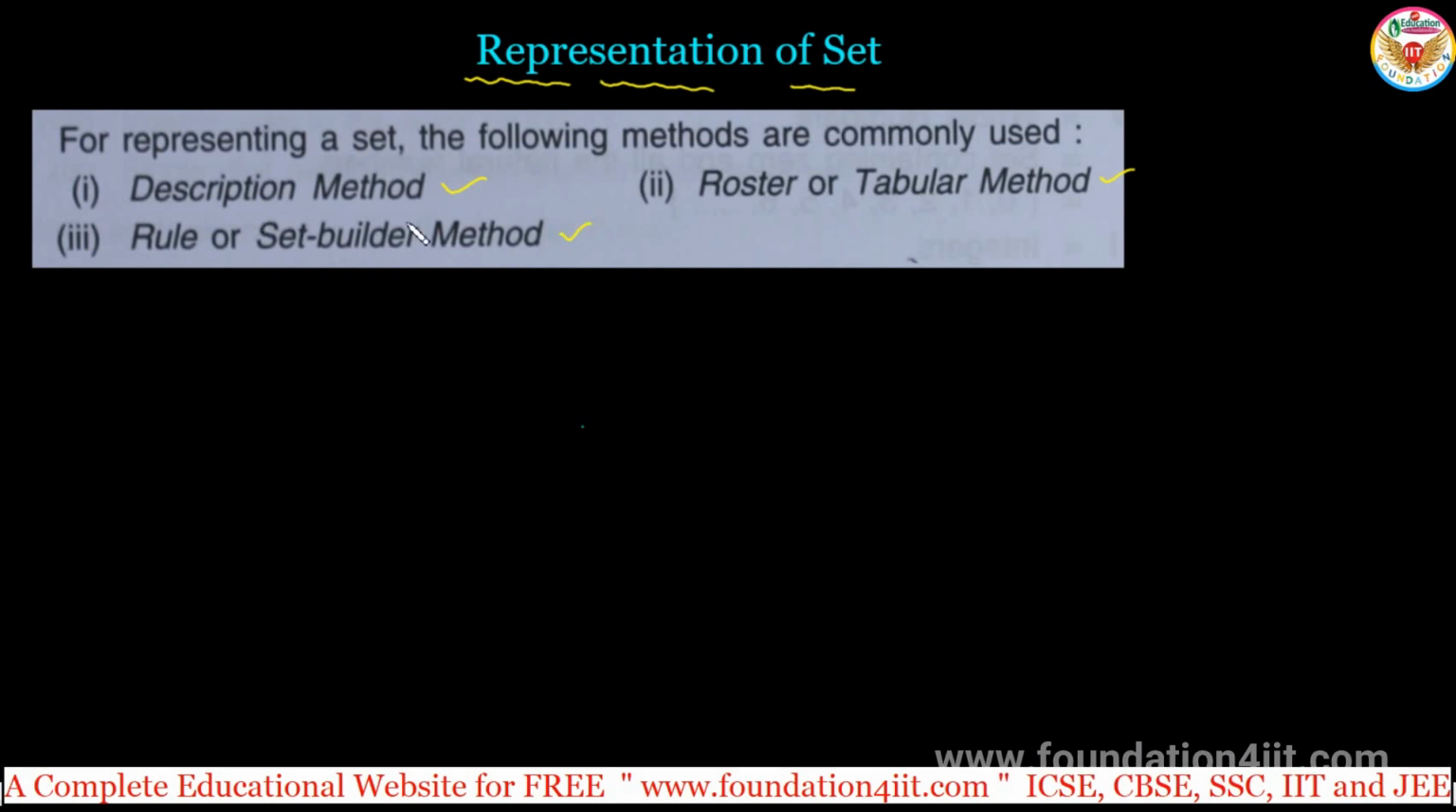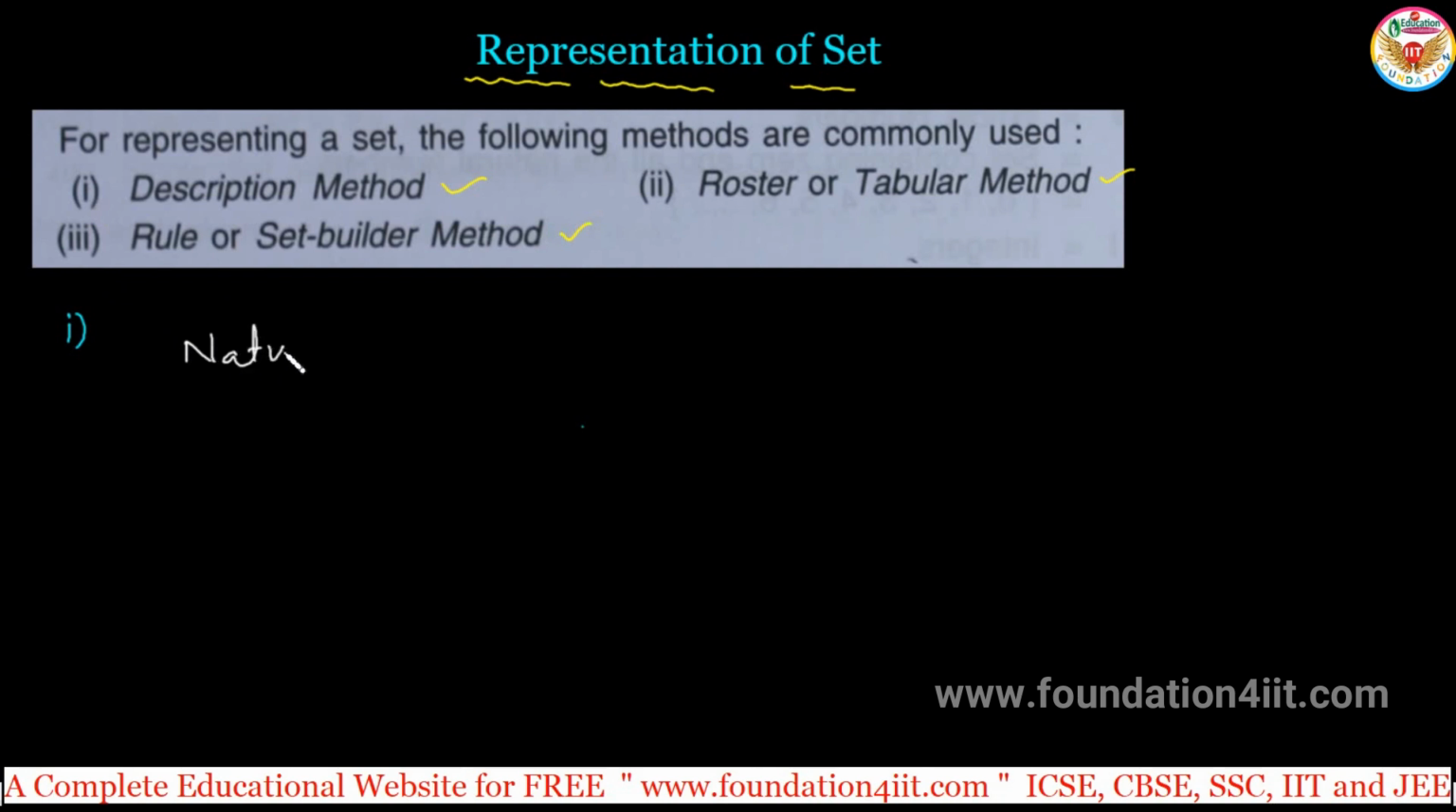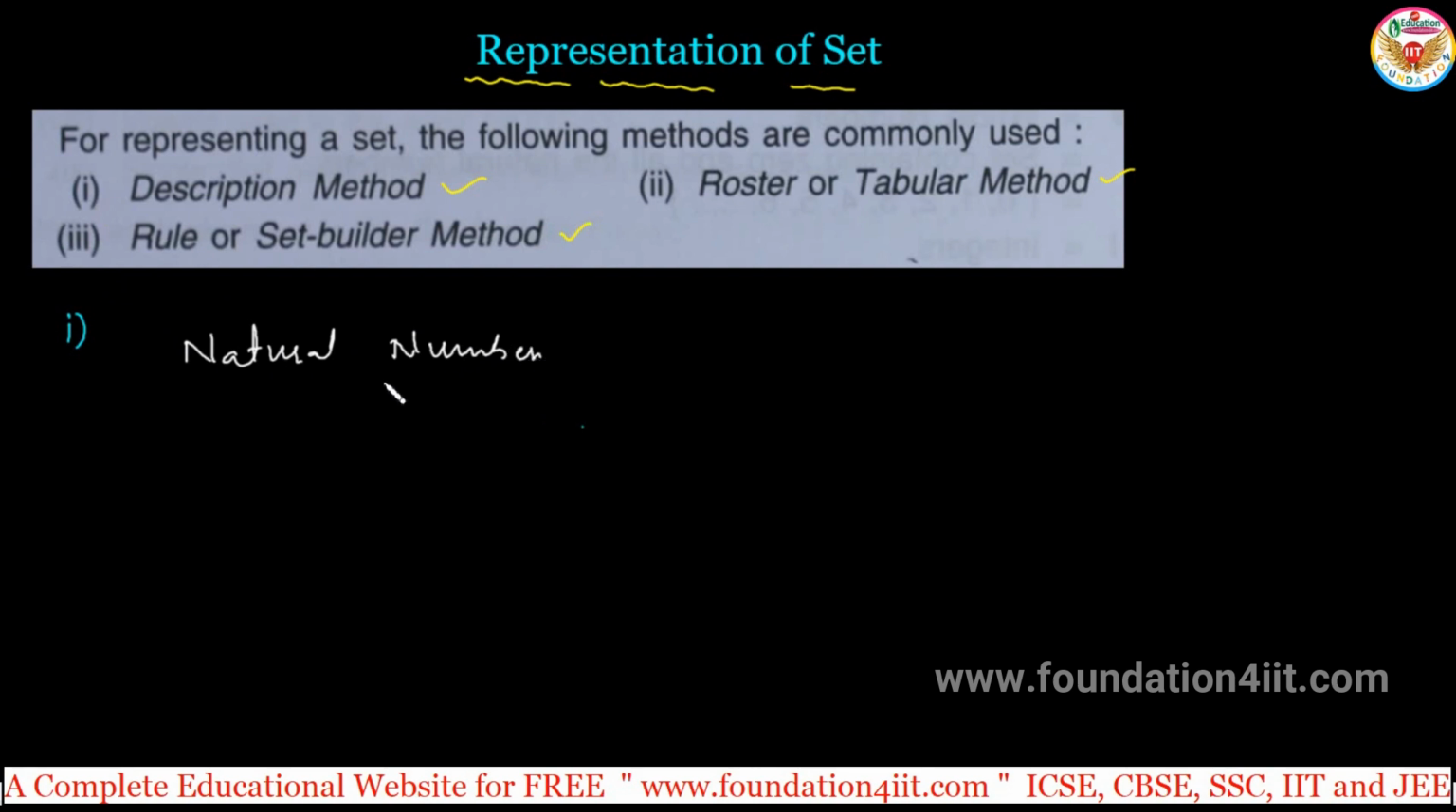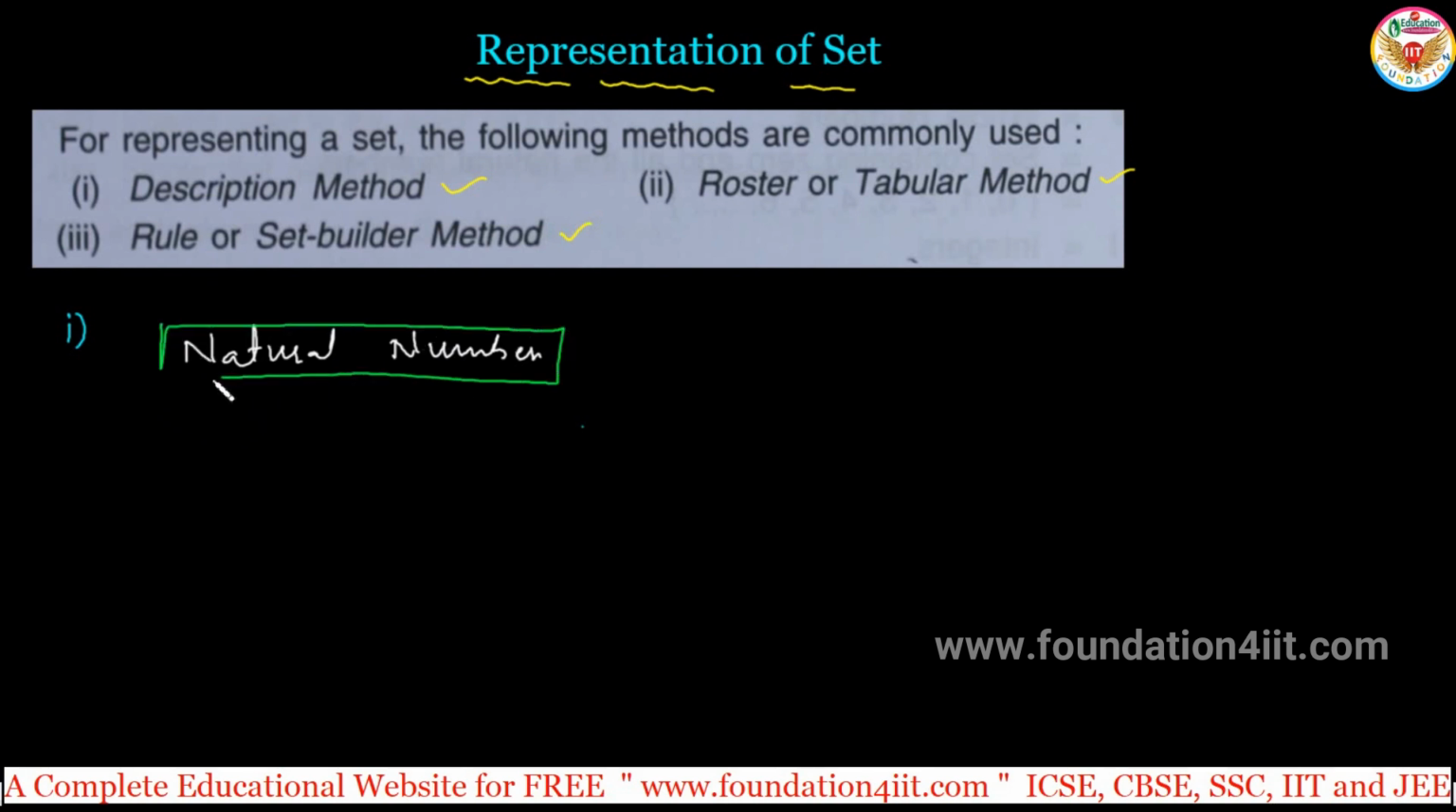First we'll see the description method. In this word itself, the meaning is description, that is, a sentence format. So in this method, a well-defined description of the elements of the set is made. Sometimes the description of the elements is enclosed within curly brackets. Let me take the natural numbers. You know natural numbers, right? Natural numbers start with 1. Set of all counting numbers starting from 1.